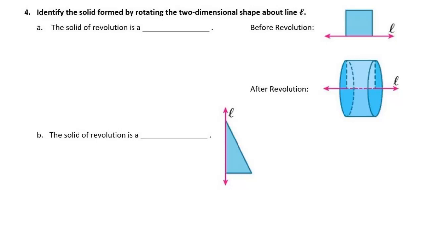So number 4, part A. I want to look right here. This is before the revolution. So I have like a square or a rectangle sitting on top of a line. And we're going to rotate it about that line L. So line L is this horizontal line. My rectangle is sitting on top of it. And so when I spin this, it's going to go around this way.